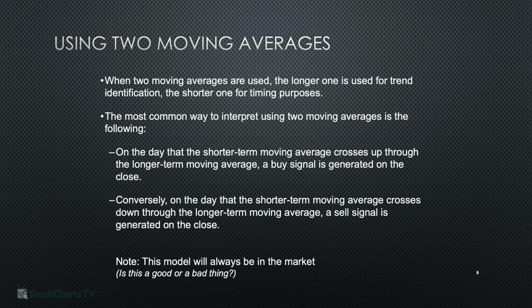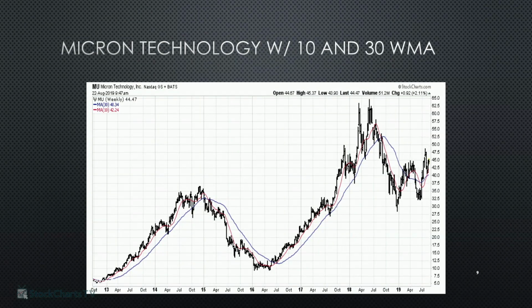Now, one of the things about this model, which many funds trade, is that it will always be in the market. There's never a time it's not in. It's simply taking the signal. So here, let's take a look at a nice trending tech stock for a while. Here's Micron with a 10 and 30 week moving average. The 10 is the red line. The 30 is the blue.